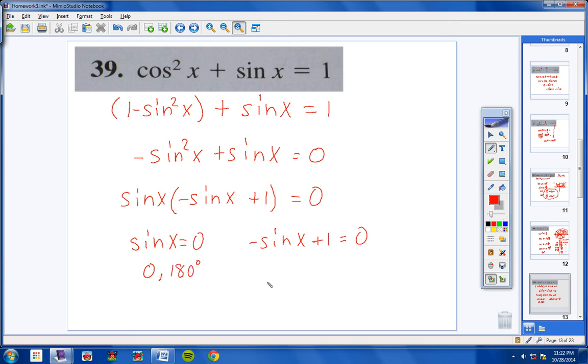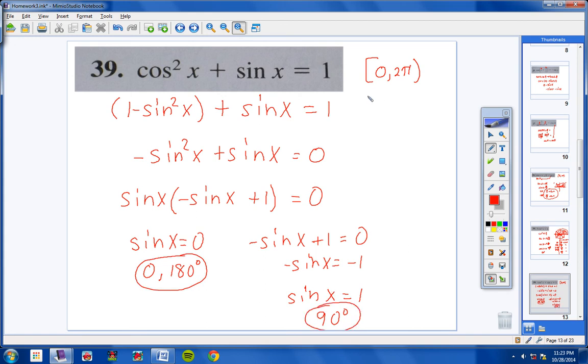And then what angle when you take the sine of, let's see, negative sine x equals, bring this 1 over, make it a negative 1. Then divide both sides by a negative 1. So what angle when you take the sine of it gives you 1? That's going to be 90 degrees. And that's it, students. Those are the 3 answers, and they all fall in your domain of 0 to 2 pi. So these two and this are your answer.